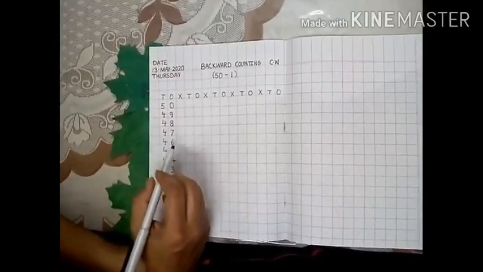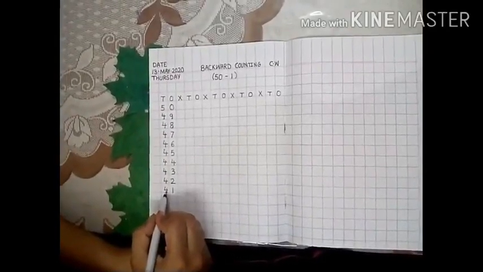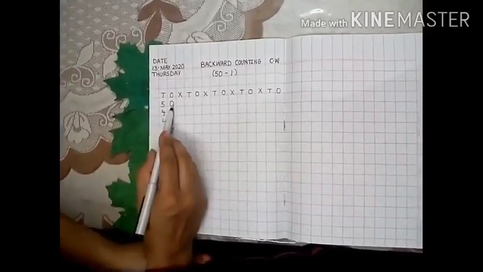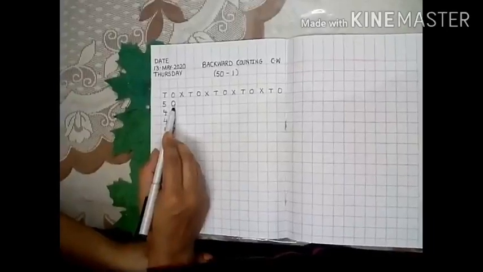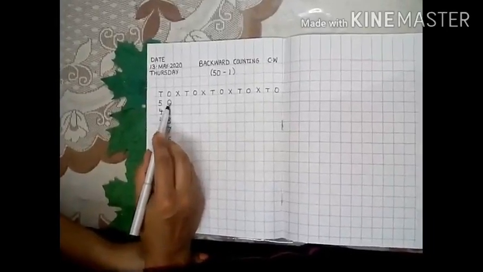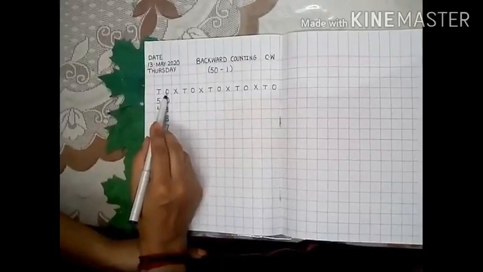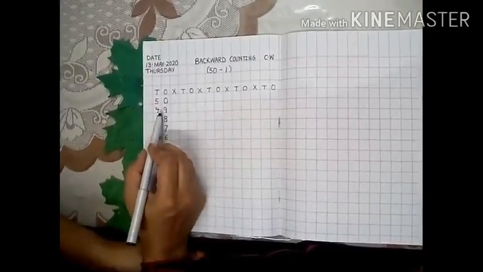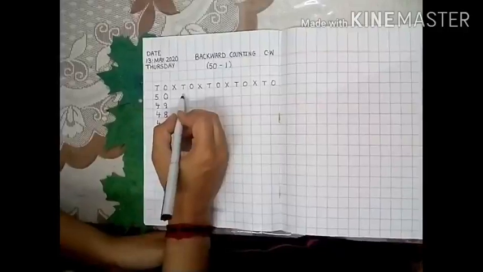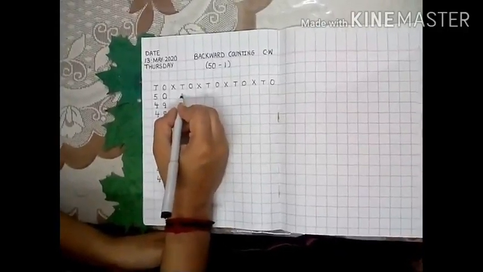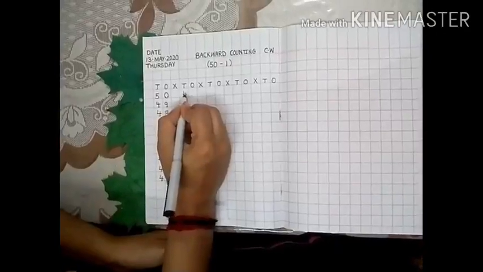Class, they both are double digit numbers, like 50 are double digit numbers, so 5 comes in the place of tens and 0 comes in the place of ones. So come in the next line. 41. Now comes 40.